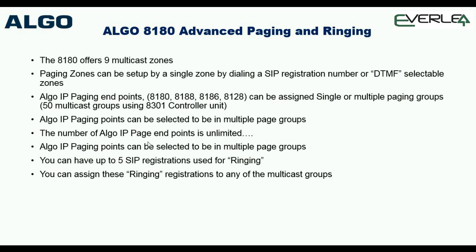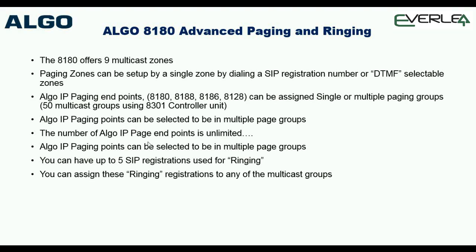The Algo paging endpoints can be the 8180, the 8188, the 8186, and the 8128. Fundamentally, very much the same. So once you get your head around what the 8180 can do, for example, the 8186, which is the bullhorn weatherproof version of this, is just about identical in regards. Now, all through at the moment, I've just been talking about basically a ringer and using it in a ring environment, or paging and some basic paging groups.